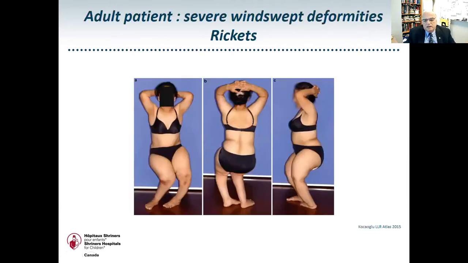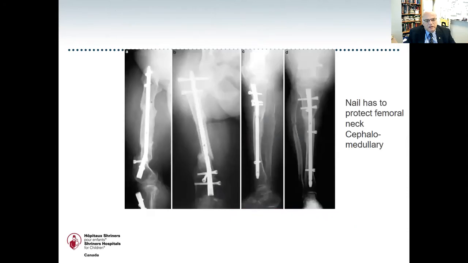That's a case from Turkey, from the Atlas also, an adult patient with severe deformities. In that case, I think it's too much severity to allow for anything except an acute correction. You can obviously try a gradual correction with fixator. In that case, acute correction using intramedullary nails.